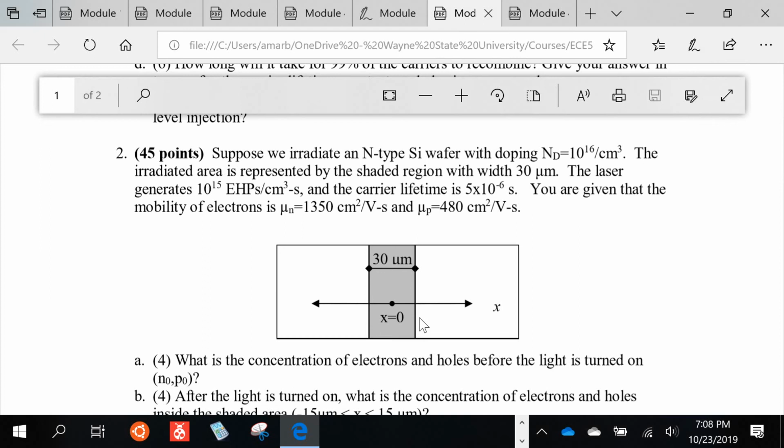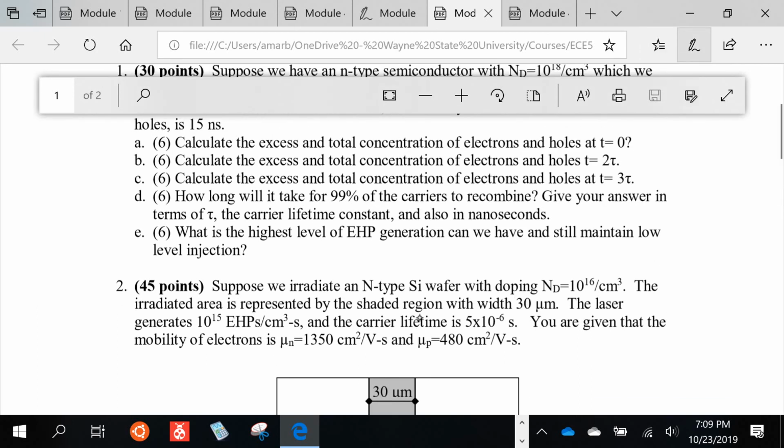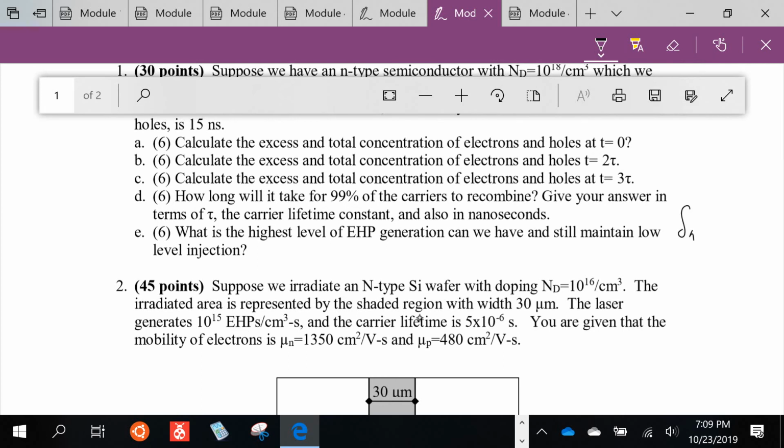If we compare and contrast the two types of problems, in both cases we get exponential distributions. In the temporal case, the one we just did, the carrier concentration is an exponential decay function of time. That means the excess carriers are disappearing over time, and the time constant was t over tau. So this one was delta n equals delta n0 e to the negative t over tau.